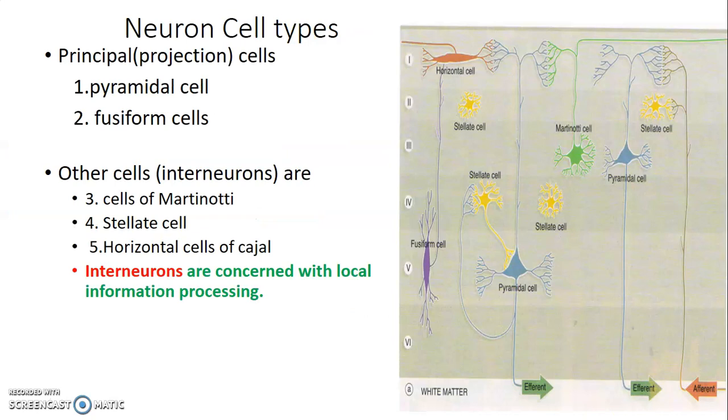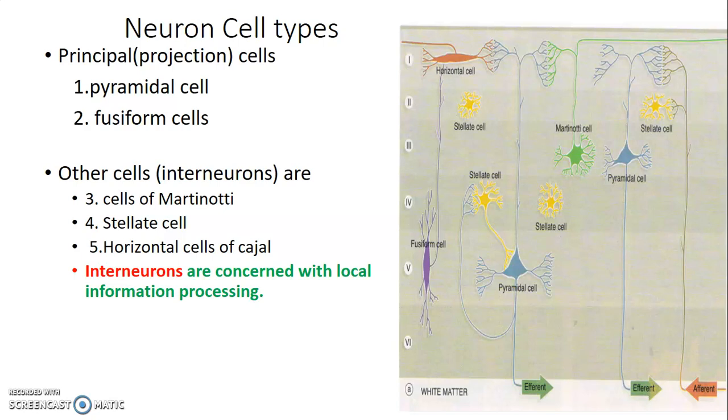So we have 2 types of neurons. We have the principal projection neurons. Remember, there are 2 types: pyramidal cells and fusiform cells. Pyramidal cells are pyramidal-shaped cell bodies. Okay, then fusiform shapes look sort of spindle-shaped. So those are the 2 projection fibers. So they'll project from the cortex to outer parts of the cerebral cortex.